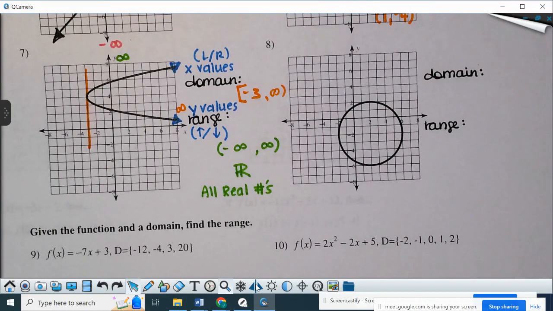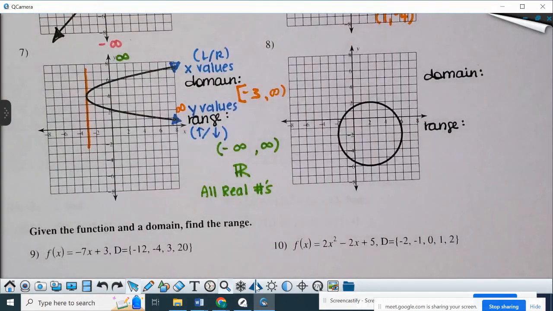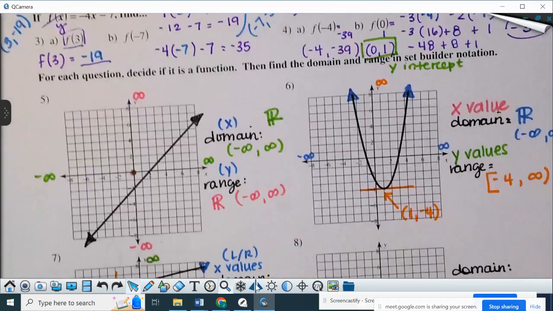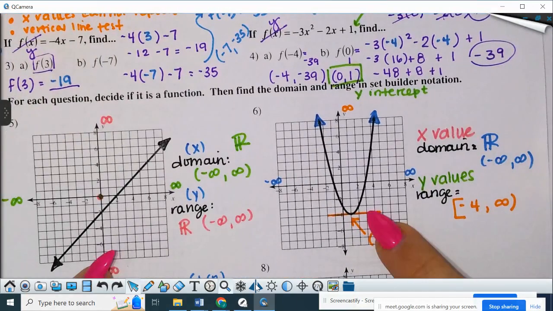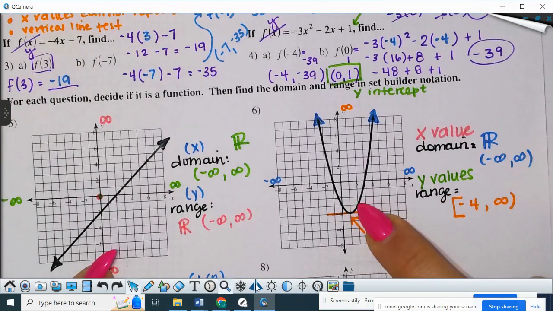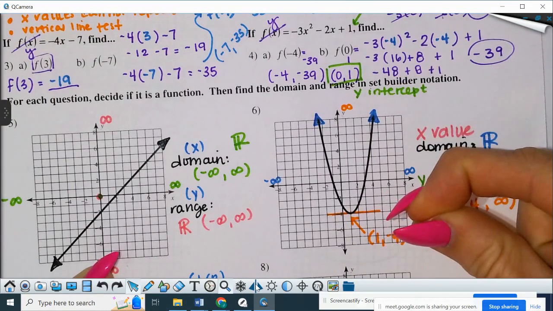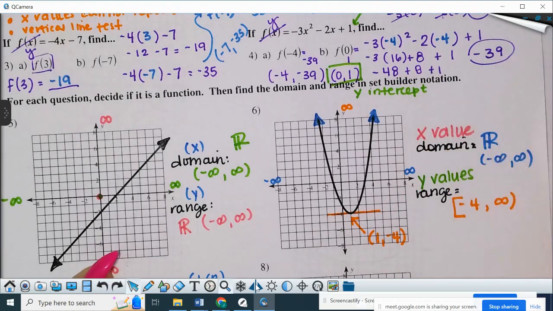Yes, good. X values are domain. And if it bends back, it's not always that it's not a function. Where it bends, it sounds like this guy bends, so it is a function. As long as it doesn't bend, like you squish it like a sandwich, like there's not two pieces of bread, on top and bottom.